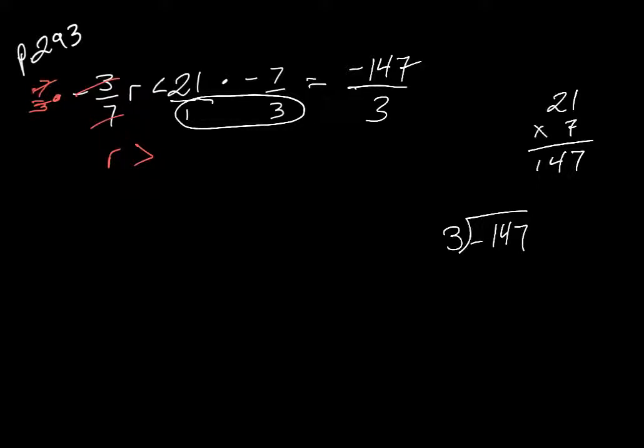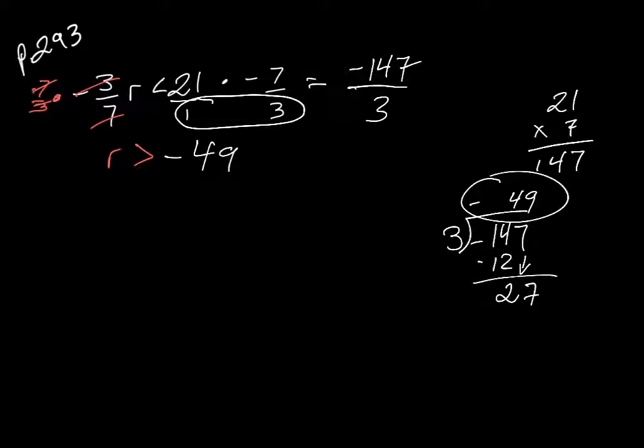3 goes into 14. How many times? 4, right? 4 times 3 is 12. I get 14 minus 12 is 2. Carry down the 7. 3 goes into 27 9 times, there's my answer. So r has to be greater than a negative 49.